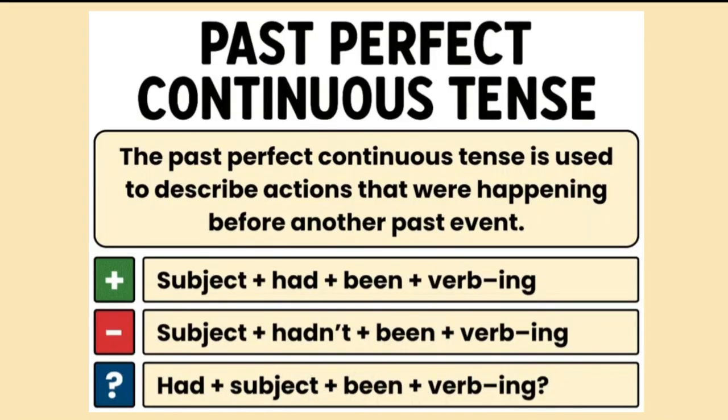Stay loyal to our lesson traditions. Now we are going to talk about a grammar topic, and today's topic will be the past perfect continuous tense. So this tense is used to describe an action that had been continuing for some time before another action happened in the past. It shows duration and background activity.